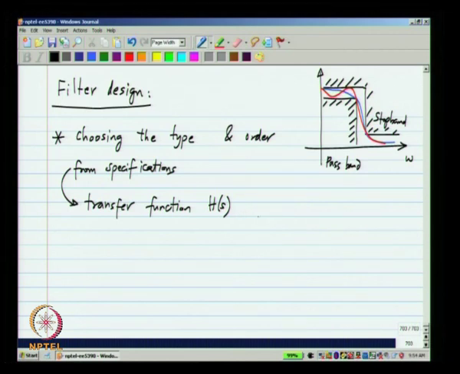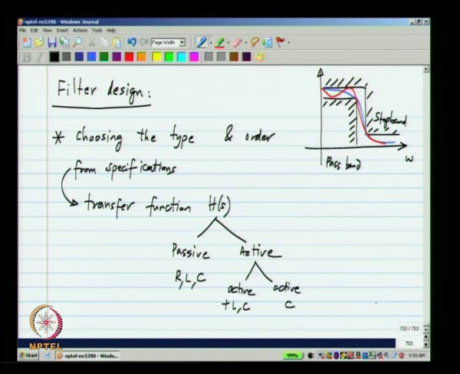This transfer function H(s) can be realized in many forms, with passive or active elements. In the passive case, in general you will need R, L and C. In active filters you could use active elements plus L and C, or only active elements and C. So we will look at only this particular type of filter, which is realized using active elements, that is transistors and capacitors.